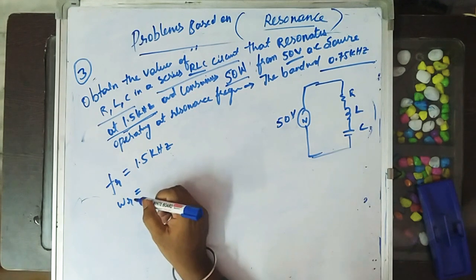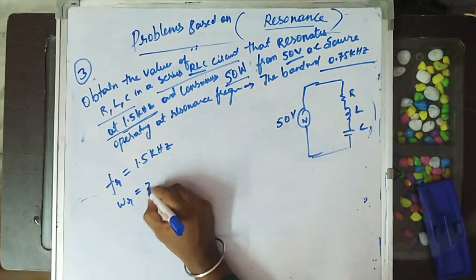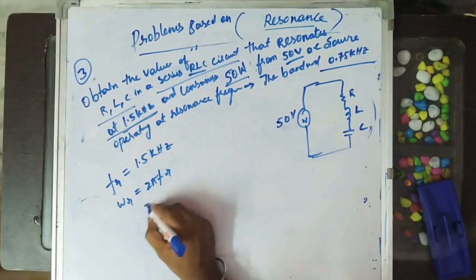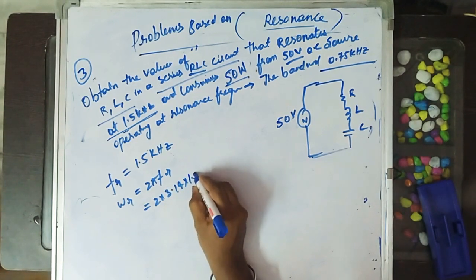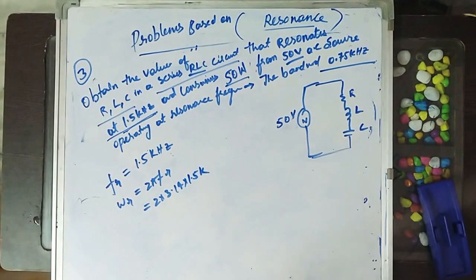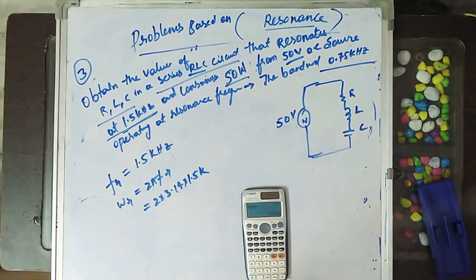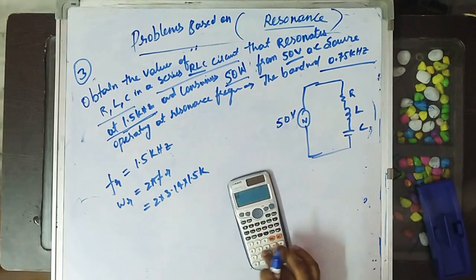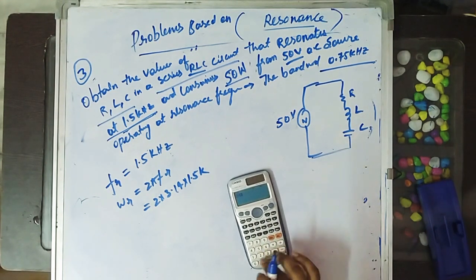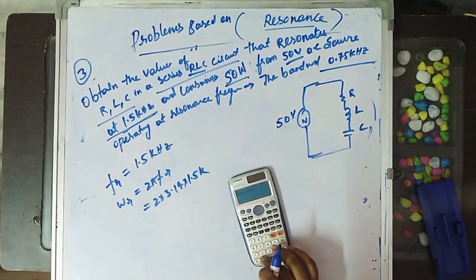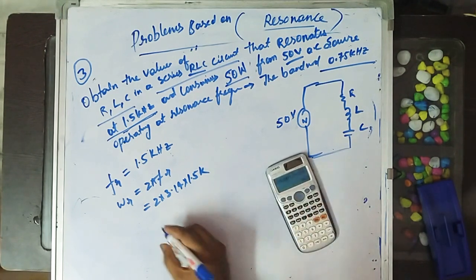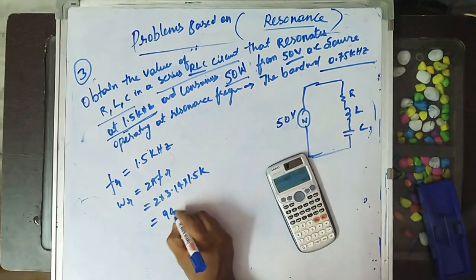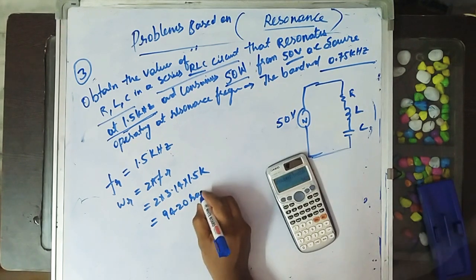After getting this, you convert this to radians per second. What radians per second means? We have omega naught or omega R. Substitute that here, 2 into 3.14 into 1.5 kilohertz. So calculating that value, you will be getting omega naught. So resonant frequency omega naught is equal to 2 into 3.14 into 1.5 into 10 power 3 hertz. So you will be getting omega R as 9420 radians per second.